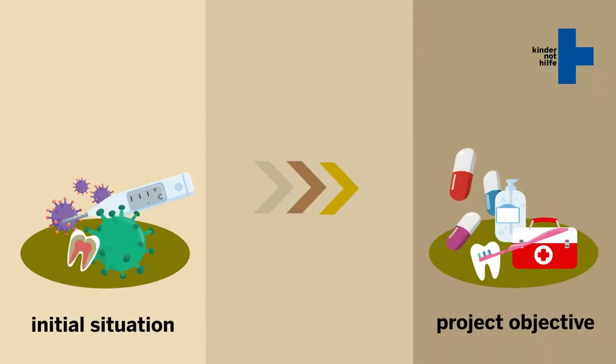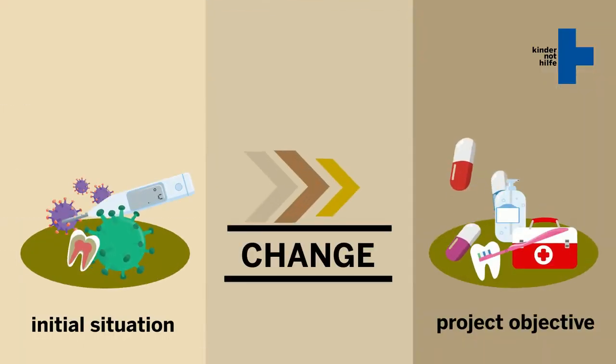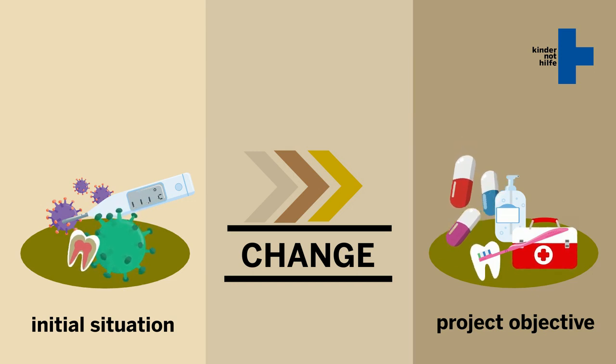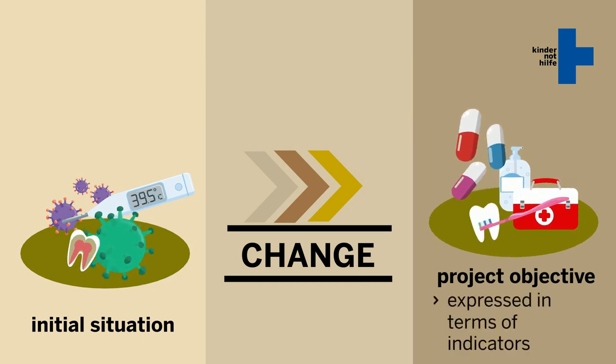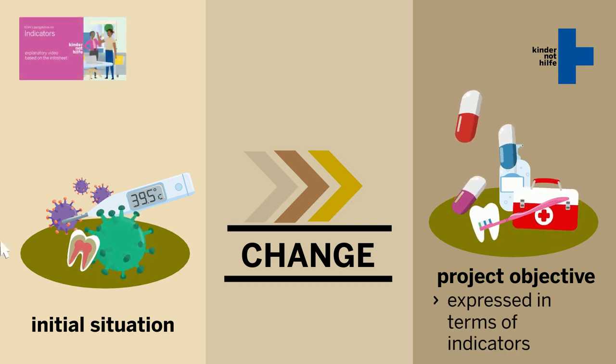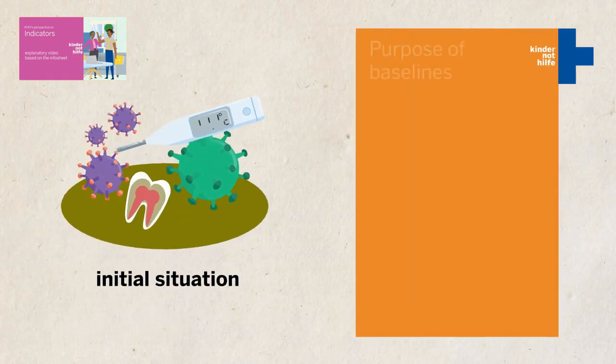A baseline helps in assessing if the change envisioned by the project is happening. For this, it is necessary to define the objectives of the project and to express them in terms of indicators. You can find more information on how to develop indicators in the video on indicators.